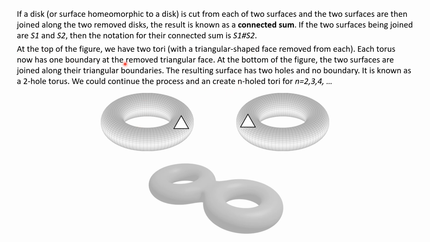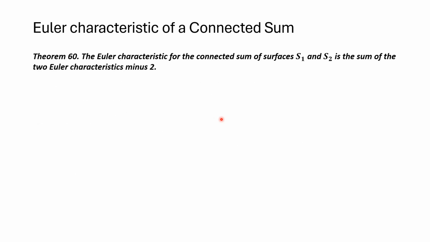I'm just restating what I have here. So this is a two-hole torus, and you can have n-hole tori just by doing another connected sum, and we'll see that this is part of the classification theorem in the next lesson, but I just wanted to introduce you to the concept of connected sum first. It doesn't have to be tori, any two surfaces could be connected in this manner. The Euler characteristic for the connected sum of two surfaces is the sum of the two Euler characteristics minus 2.